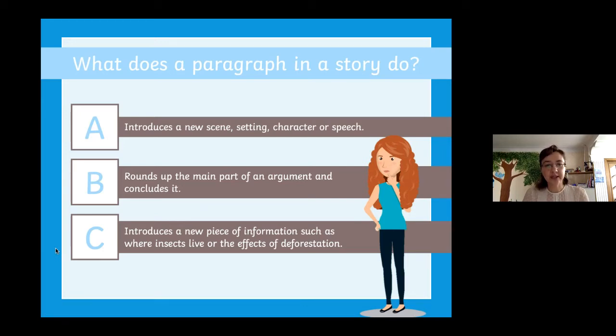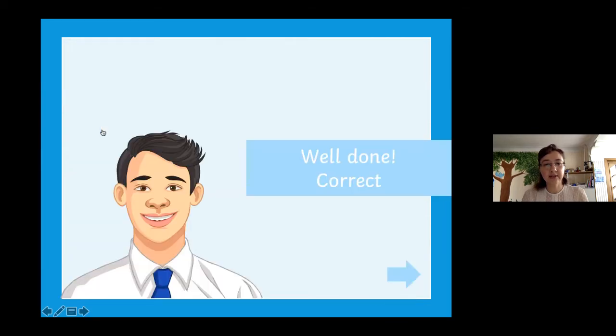What does a paragraph in a story do? Introduces a new scene, setting, character, or speech; rounds up the main part of an argument and concludes it; introduces a new piece of information such as where insects live or the effects of deforestation. Here the question asks what a paragraph does in a story. So as we are talking about a story, the correct answer is A, introduces a new scene, setting, character, or speech.